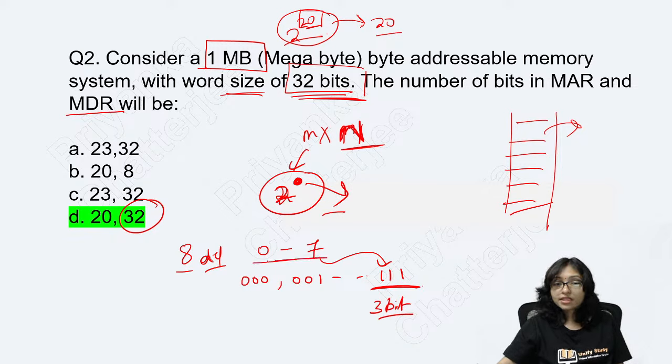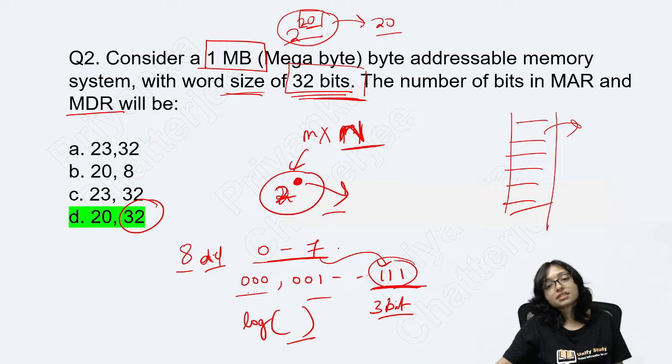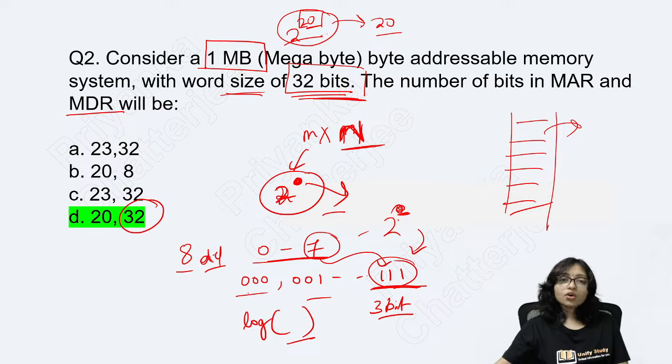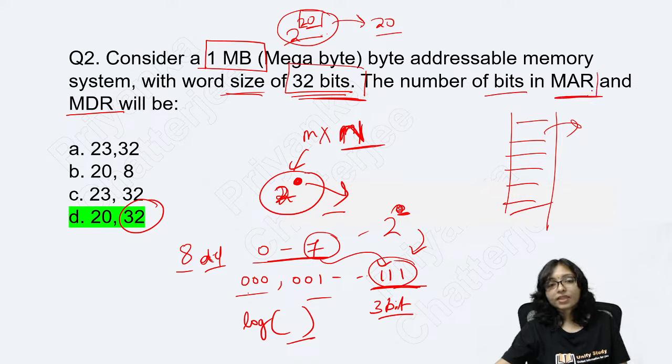That is the main reason I am storing this number. How to store? Using this way. To store the number, how many bits are required? That is depending on the log value. Log value means if you are converting to 2 to the power, the power will be the size of the address line, not the number of lines in the address. Okay, that's why your answer will be the number of bits: MAR is 20, and MDR is 32.